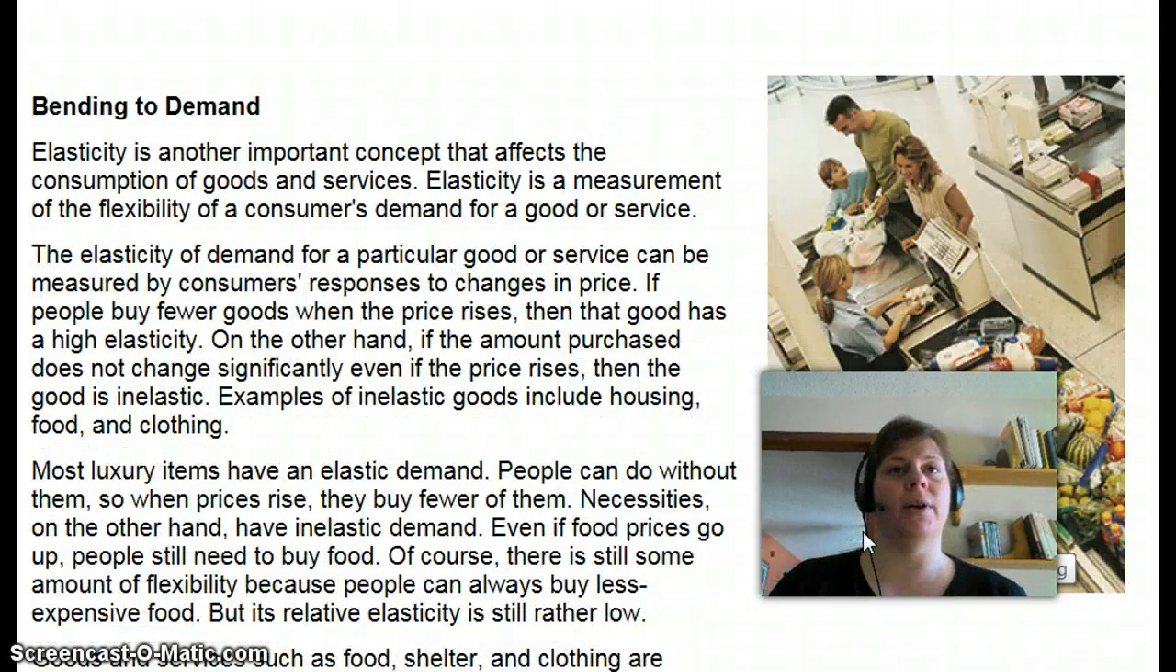Elasticity is another important concept that affects the consumption of goods and services. Elasticity is a measurement of the flexibility of a consumer's demand for a good or service. The elasticity of demand for a particular good or service can be measured by consumers' responses to changes in price. If people buy fewer goods when the price rises, then that good has a high elasticity.